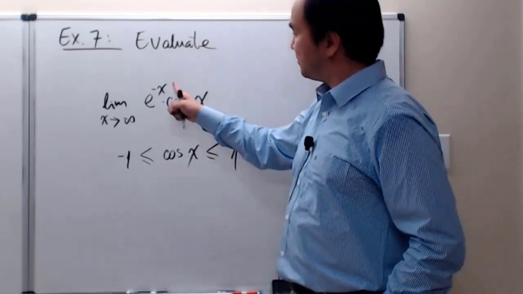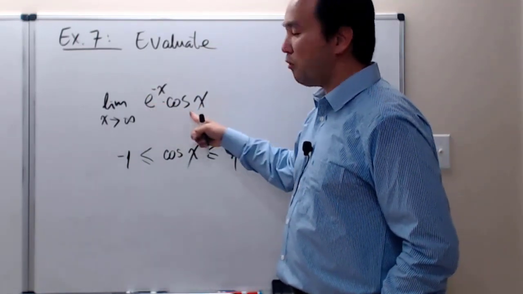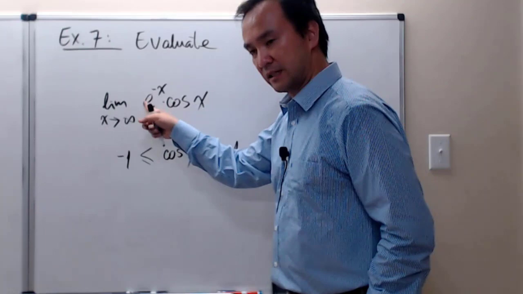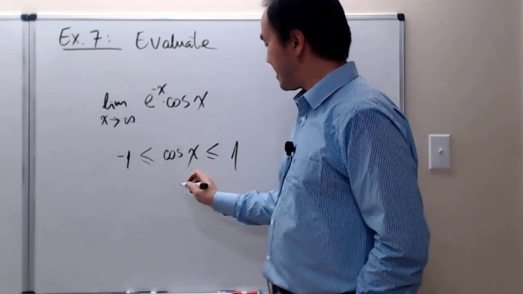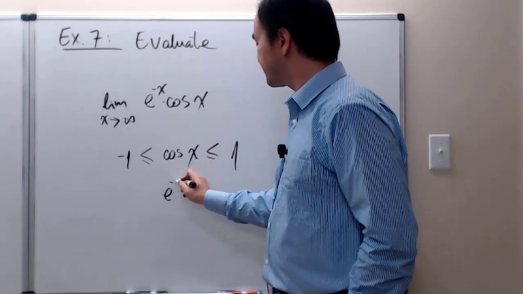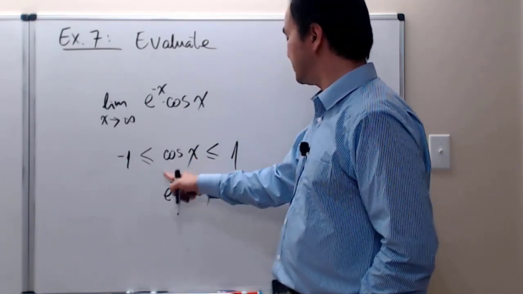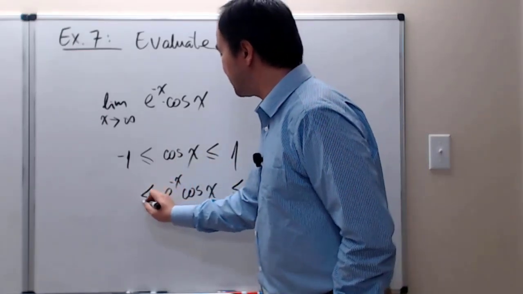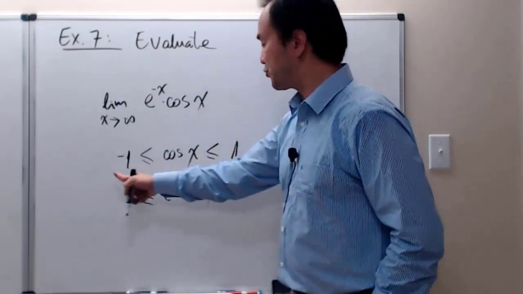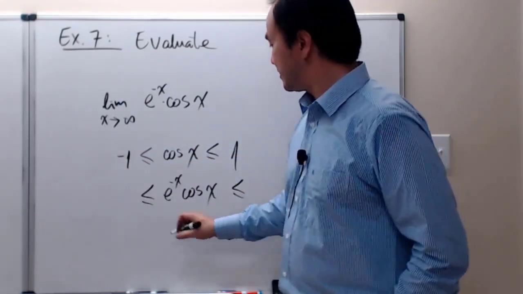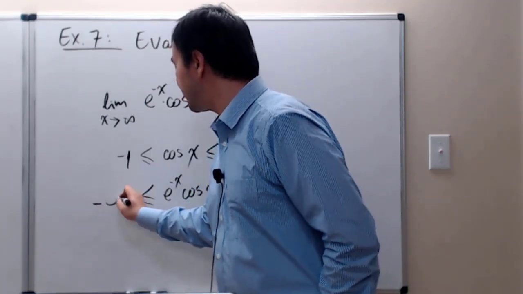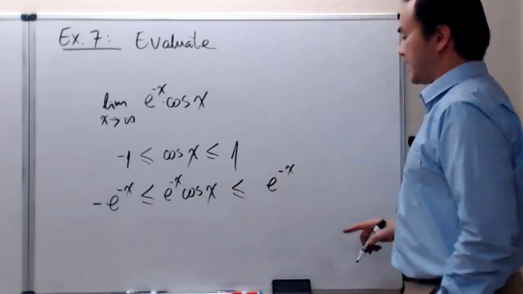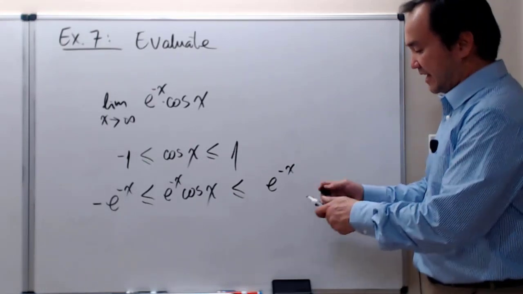But now our function in the beginning did not only have cosine of x. It had cosine of x with an additional product with e to the negative x. And so I am going to multiply e to the negative x to cosine of x in the middle part of this three-sided inequality. That means e to the negative x must also be multiplied to the other two sides, trapping this expression in the middle. So now the far left becomes negative e to the minus x, and the right is positive e to the minus x.